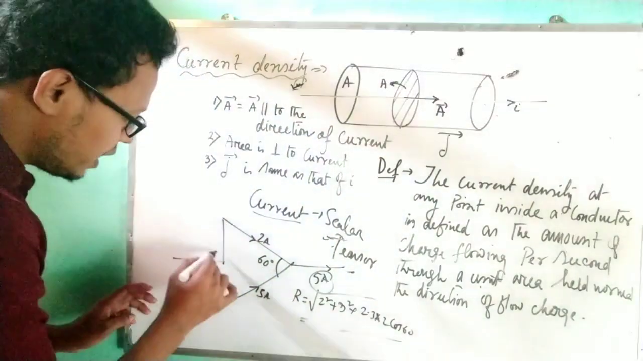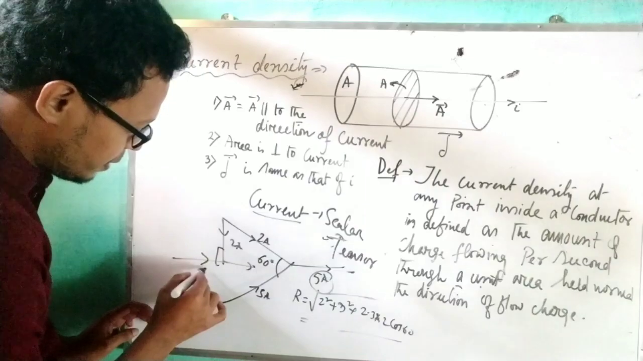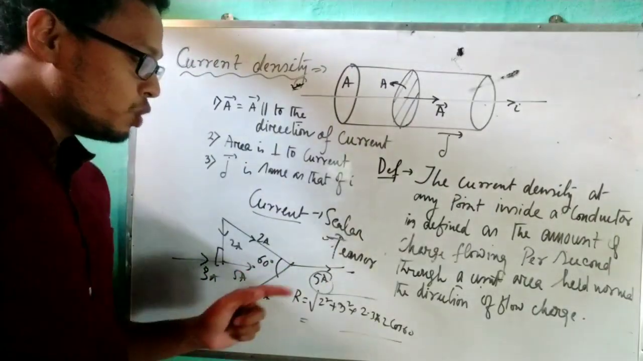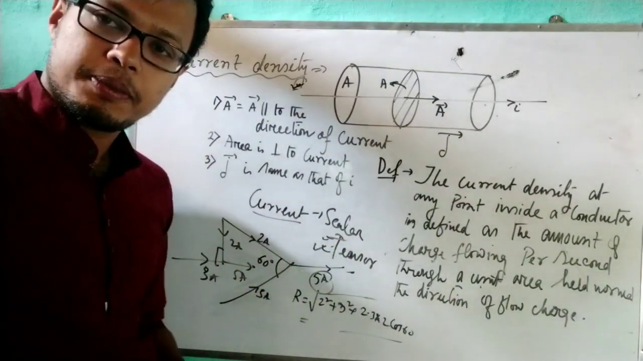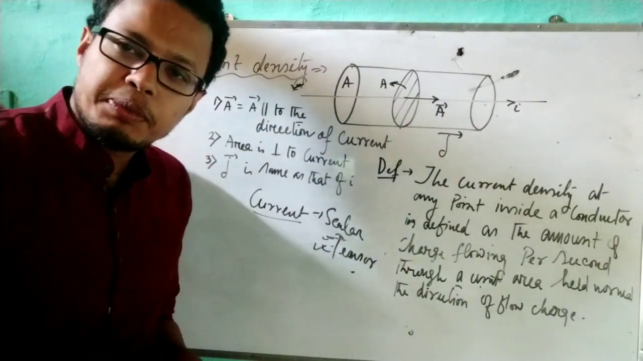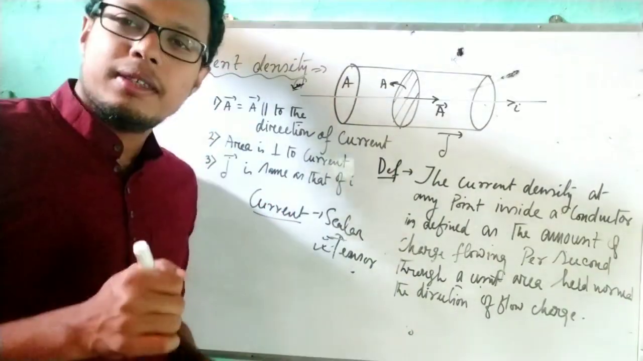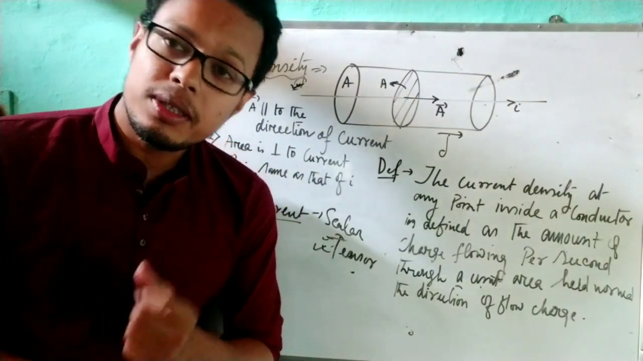If this angle is 90 degree, and suppose this is 2 ampere and this is 3 ampere, the total will still be 5 ampere. That means there is no effect of angle. That's why it is not a vector quantity. So we have seen the current has magnitude and direction also, but we are telling that current is a scalar quantity.